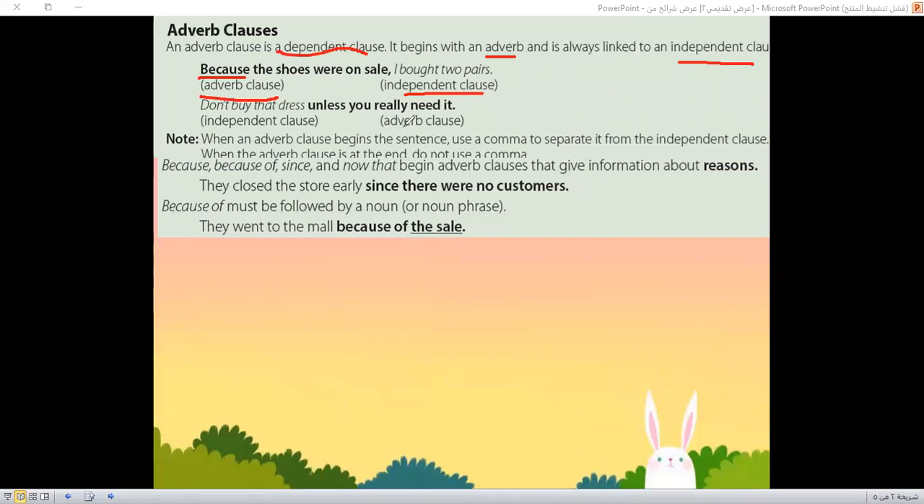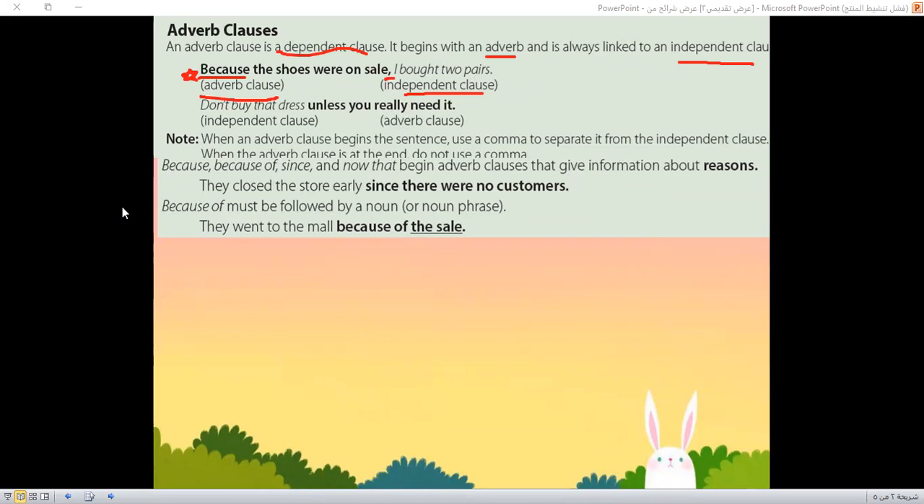For the students who just came in, we're going to talk about adverb clauses. As the name says, an adverb clause is going to have an adverb. Sometimes we start the sentence with the adverb clause, sometimes not. The other part is the independent clause. Pay attention to this, because if you have an essay question, if you started with the adverb clause, you should put a comma after the adverb clause. That means because the shoes were on sale, comma, I bought 2 pairs.